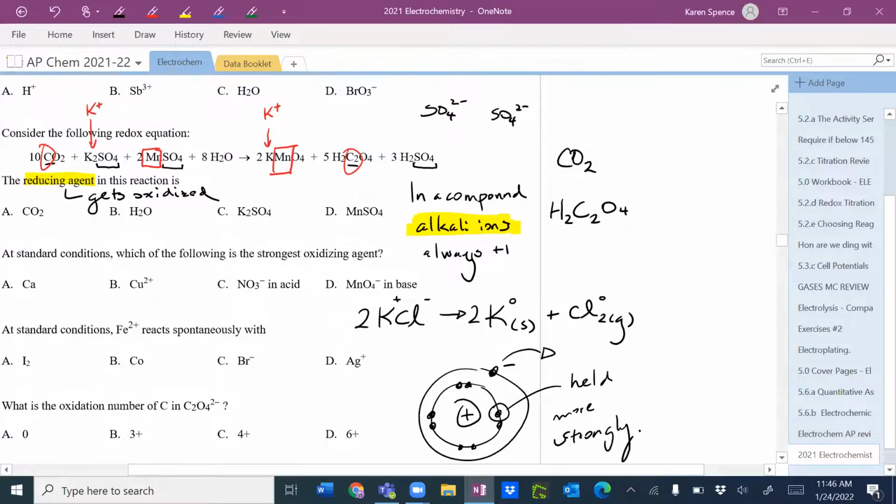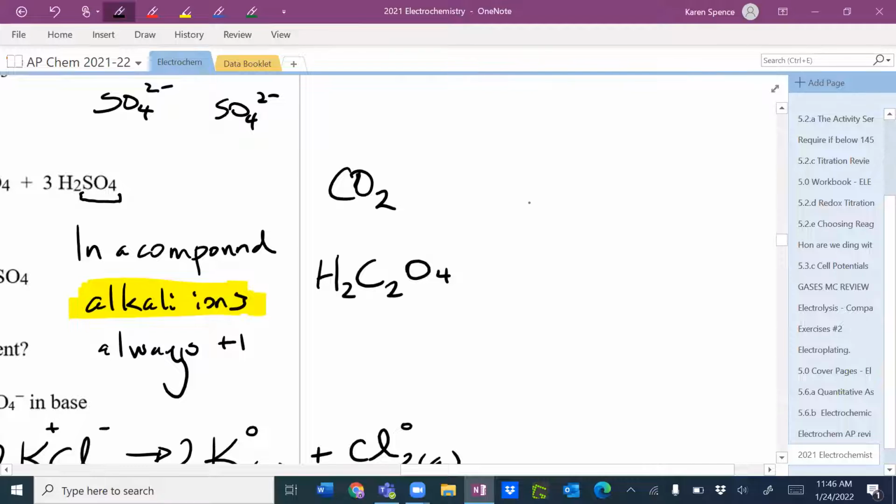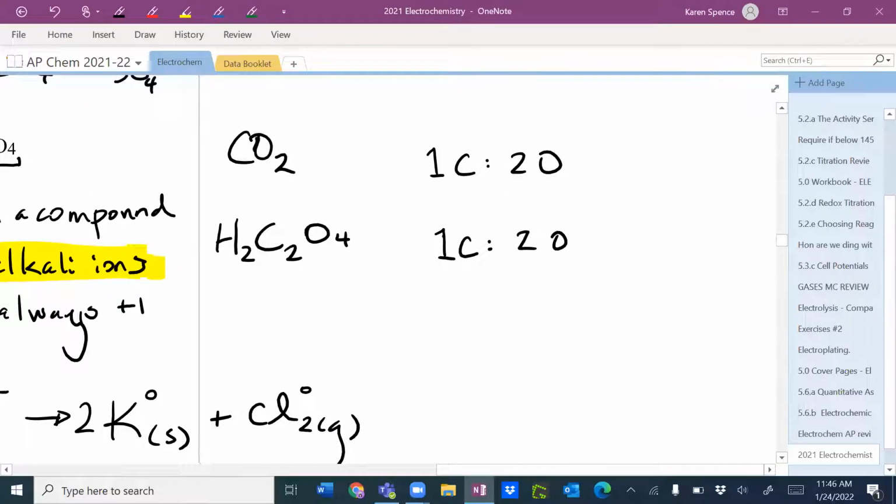Okay, so back to our CO2. I'm going to do that little thing where I've got my ratios. I've got 1 carbon to 2 oxygen. Here, I have 2 carbon to 4 oxygen, which is the same as 1 carbon to 2 oxygen. And the only difference between these compounds is that this one has hydrogen and this one has no hydrogen.